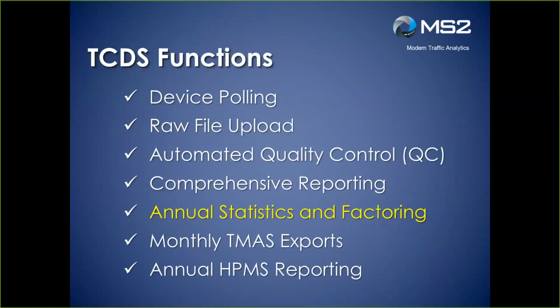So you all know our TCDS can handle these main tasks, from pulling the data from a count station, to processing the raw data file, QC'ing it, and then allowing you to generate analytics and reports. At the end of the year, you can develop factors and compute statistics. Every month, you can submit the TMAS. And also, at the end of the year, you can do the HPMS traffic statistic reporting. Today, we're going to really focus on the factoring piece, and show you how you can use the new interface to develop each type of factor.